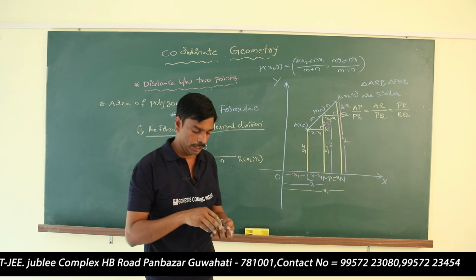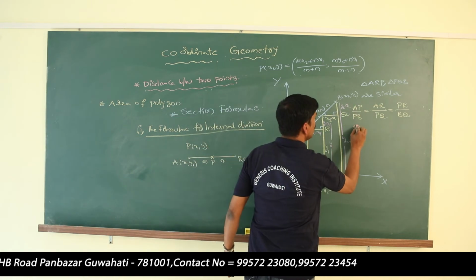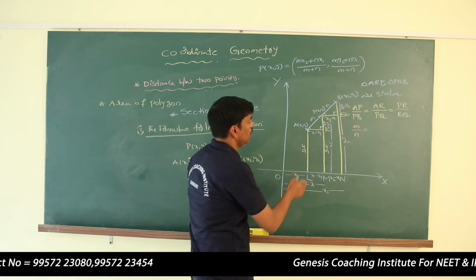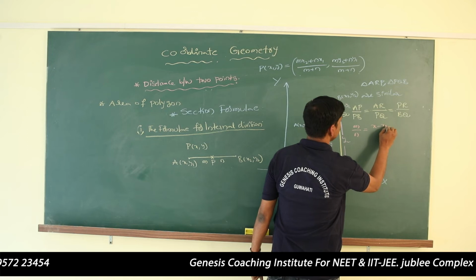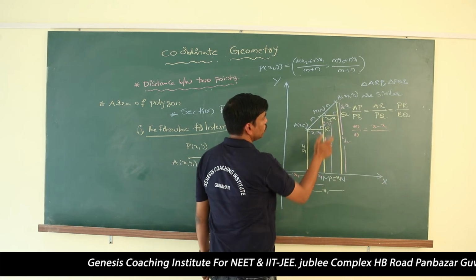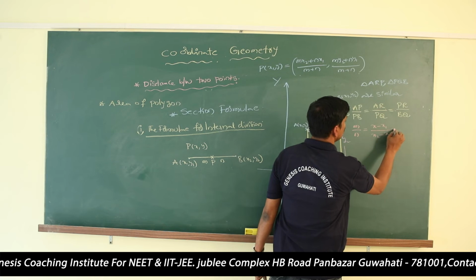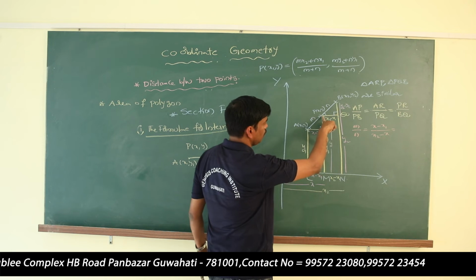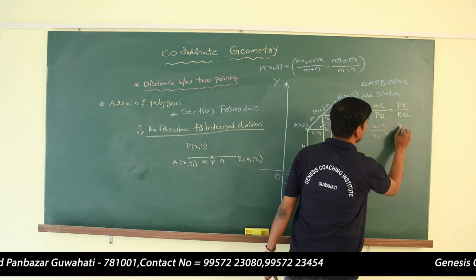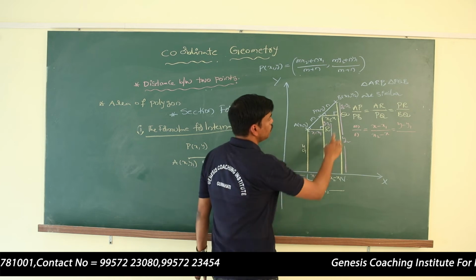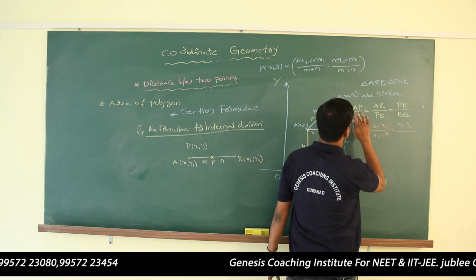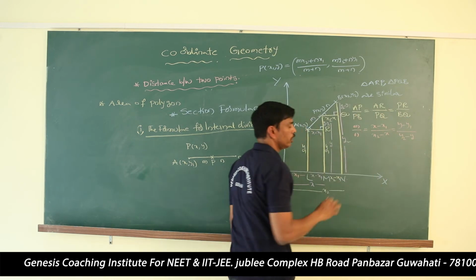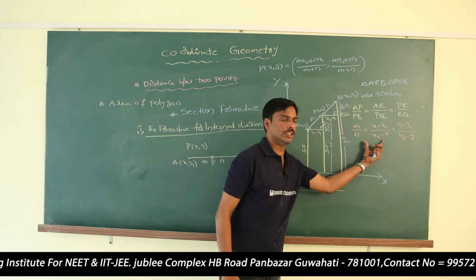Now we can substitute one by one. We get AP, that is M, by BP, that is N, equal to AR. What is AR here? x minus x1, and PQ is x2 minus x, and that equals PR, which is y minus y1, by BQ, that is y2 minus, sorry, y2 minus y only, not y1. y2 minus y.